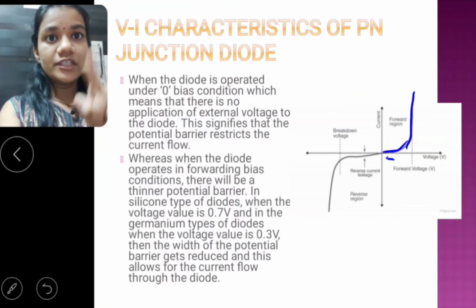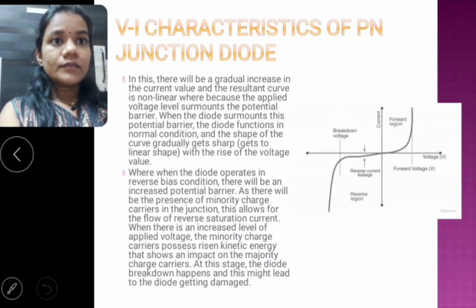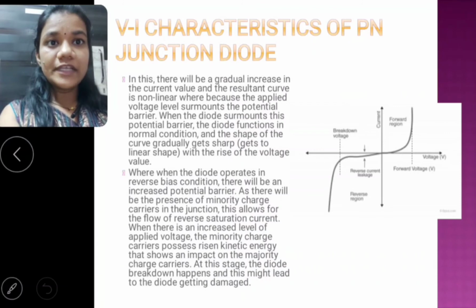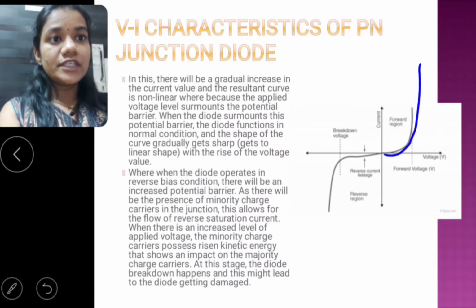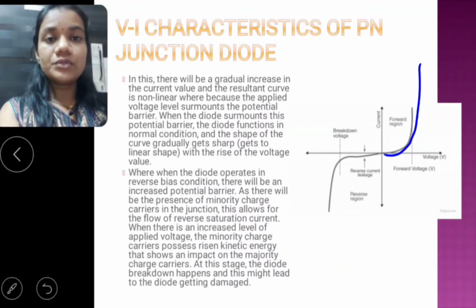There is a gradually increasing current. In this, there is a gradual increase in current value, and the resultant curve is non-linear, because the applied voltage level surmounts the potential barrier. When the diode surmounts this potential barrier, it functions in normal condition. The shape of the curve gradually gets sharp because your input voltage is exceeding 0.7 or 0.3 according to your silicon or germanium diode.